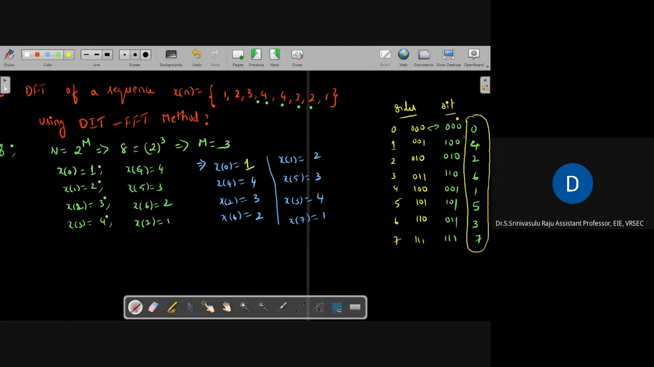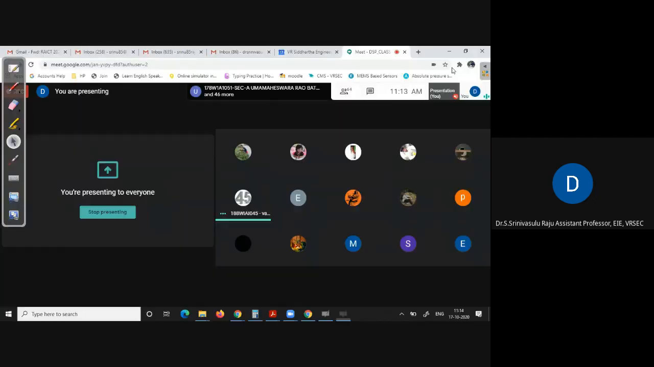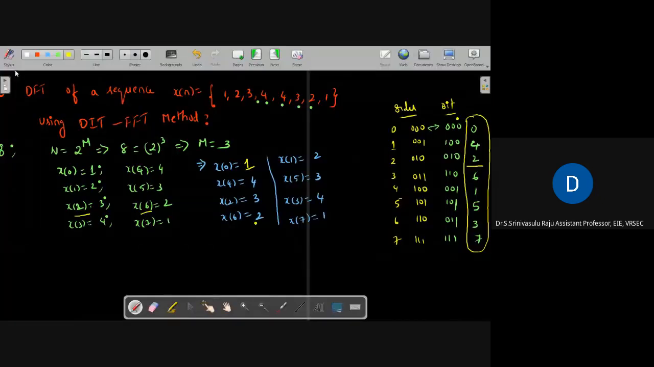Next sequence is x of 4. So what is the value given x of 4? Value is 4. Next one is x of 2. So what is the value of x of 2? Here x of 2 value is 3. And next element is x of 6. X of 6 here is 2. Next element is x of 1. X of 1 element is 2. X of 5, x of 3, and x of 7. So this is the order we have to follow to pass the inputs to the butterflies.